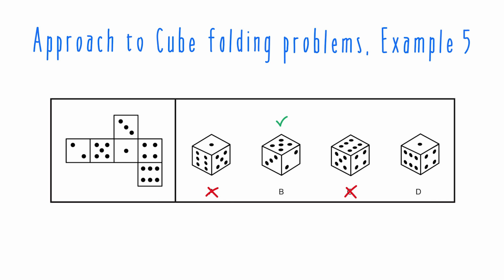Choice D, on the other hand, correctly shows that the 1, 4, and 6 all border each other. But it's easy to notice that the 6's dots are arranged incorrectly. The map shows them running parallel to the edge bordering the 4 face, and perpendicular to the edge bordering the 1 face, which is not what we see in choice D. So we can eliminate D, and B is our correct answer.